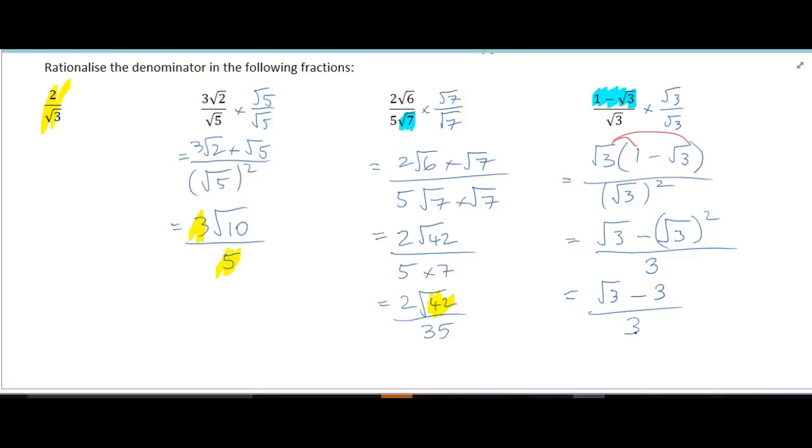Have a go at a couple of the easier questions in your question set and see if you can master that.